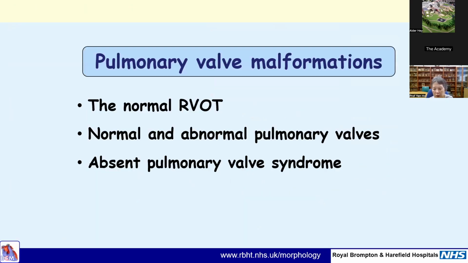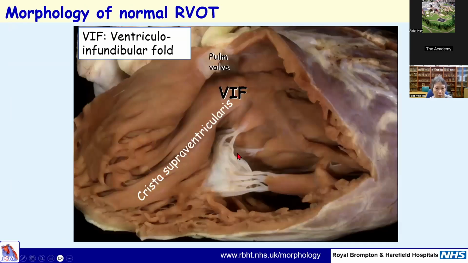So moving on now to the pulmonary valve. We first look at the normal right ventricular outflow tract, and then we look at some of the examples of normal and abnormal pulmonary valves. So to start with, this is the right ventricle opened up, the tricuspid valve here, and you're looking up, trying to get access to the pulmonary valve.